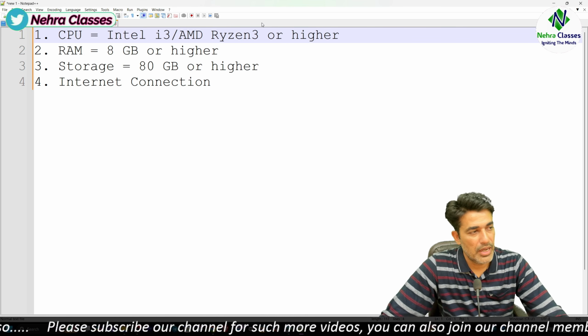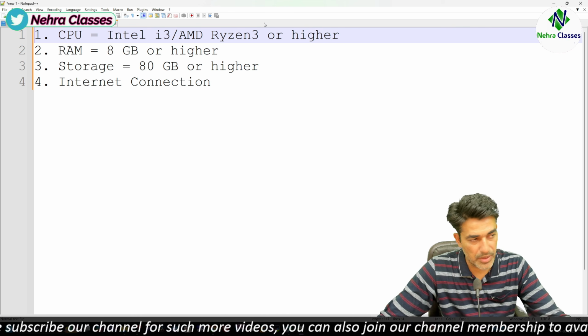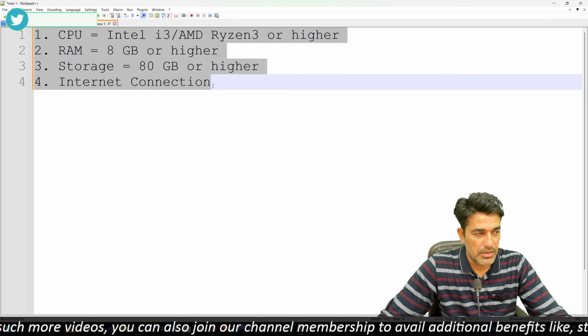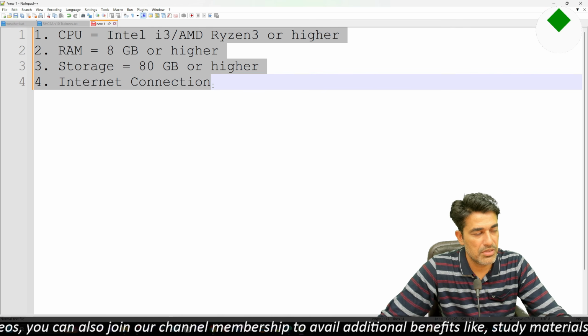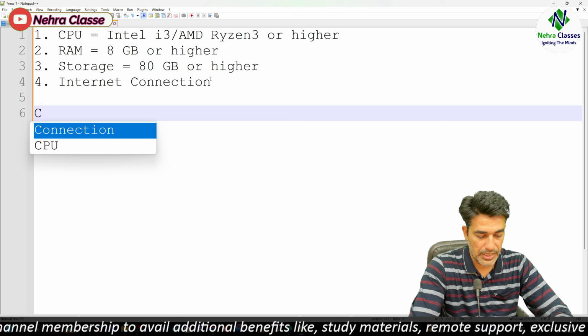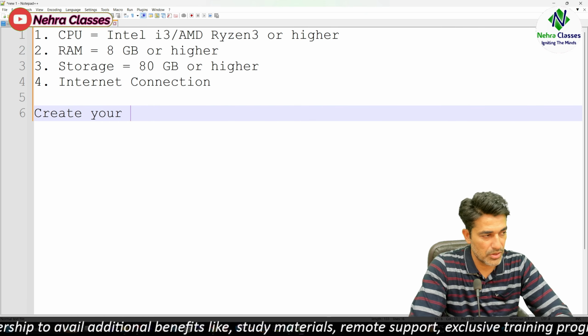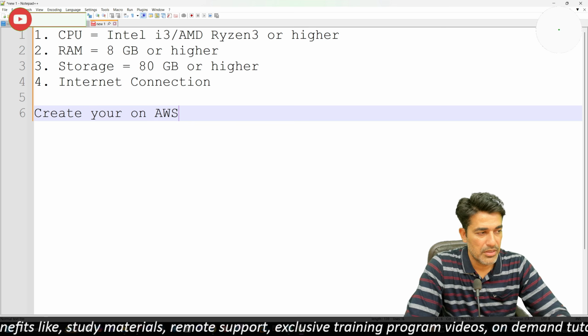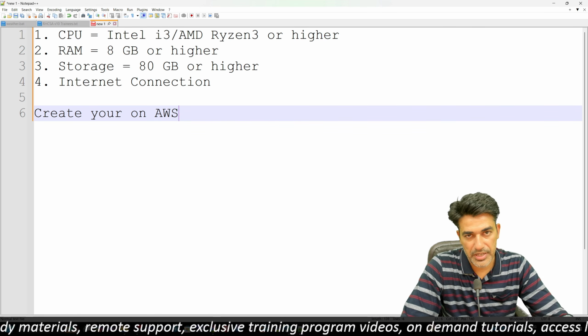If you have a personal computer which has this much resources, it's good. If you don't, then you can create your account on AWS or any other cloud service provider, so that you can create the machines there and practice.